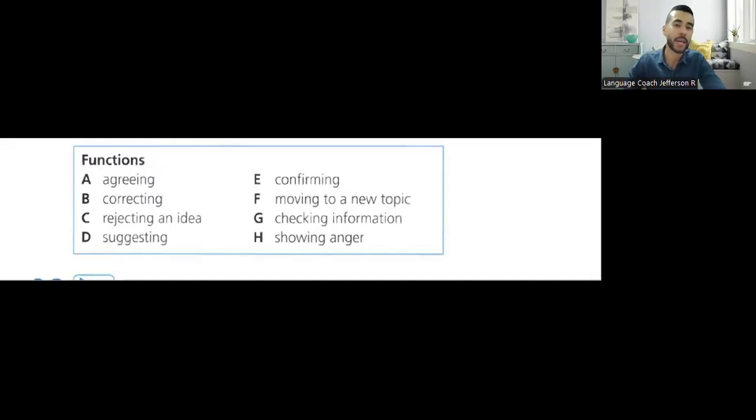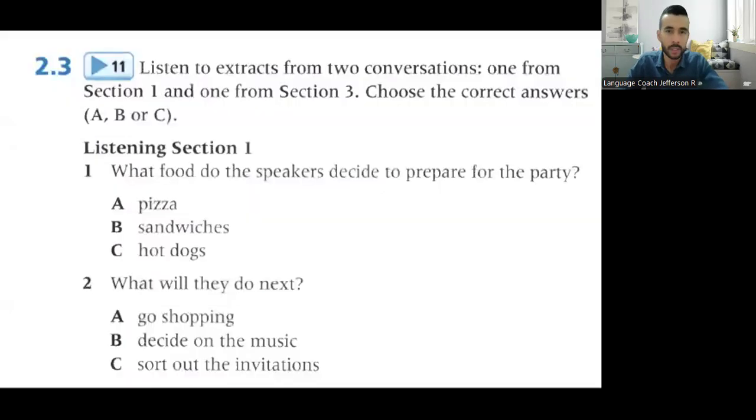During the exam, there are different functions. Every speaker has a function. So one of the activities that you have to learn to identify is what is the function of that speaker. We have all of these functions in the exam.